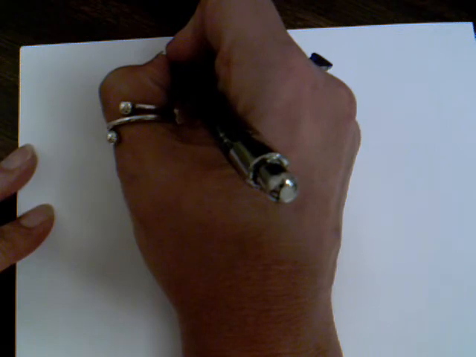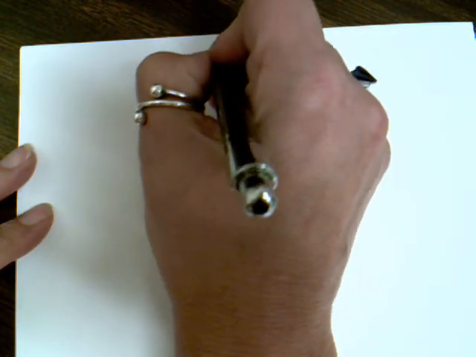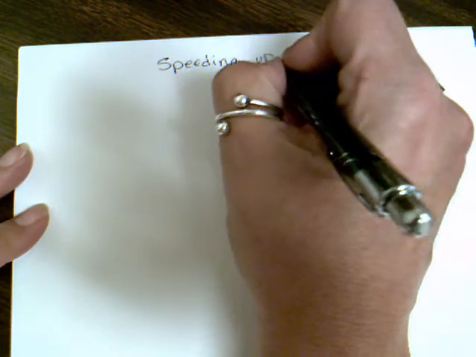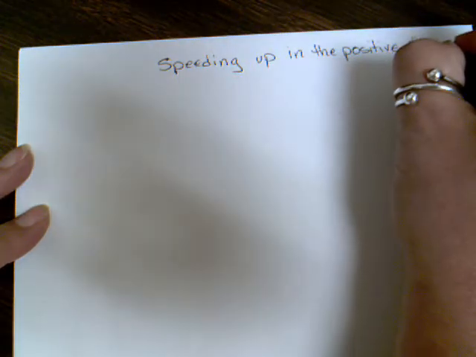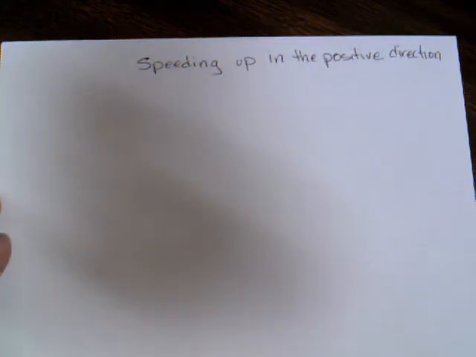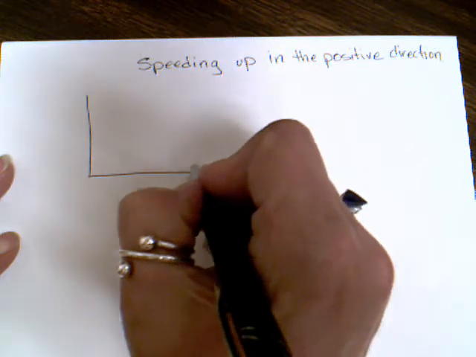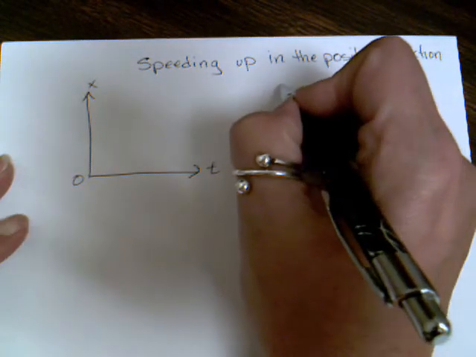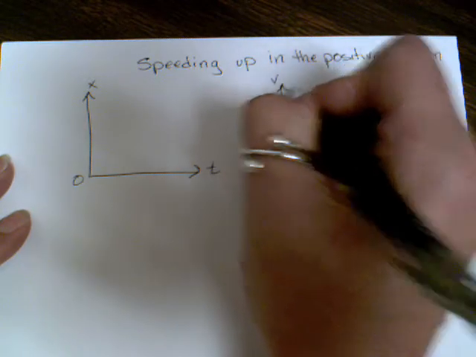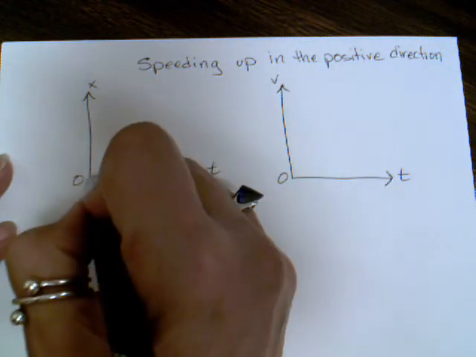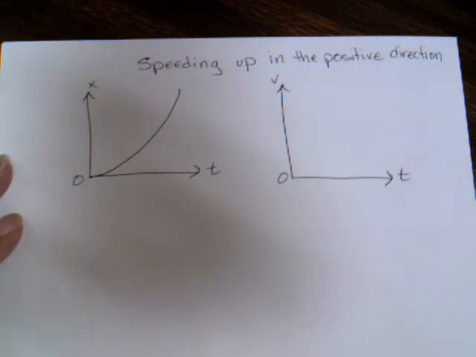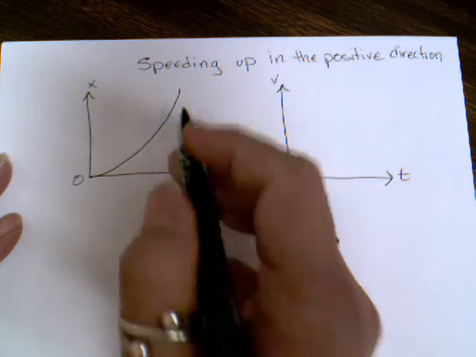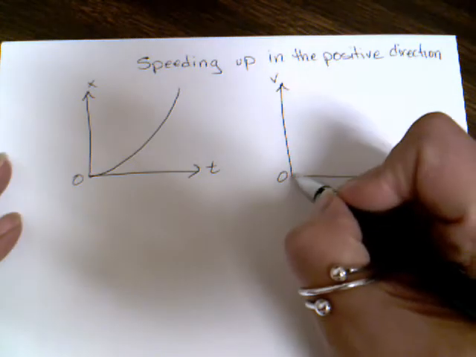Next two graphs represent speeding up in the positive direction. For a position time graph, anytime you have acceleration, you're going to have a curve. So now that's going to become a curve. Speeding up in the positive direction. Notice which way the curve curves. That's going to be important. For velocity now, we're going to have a linear graph with a slope.